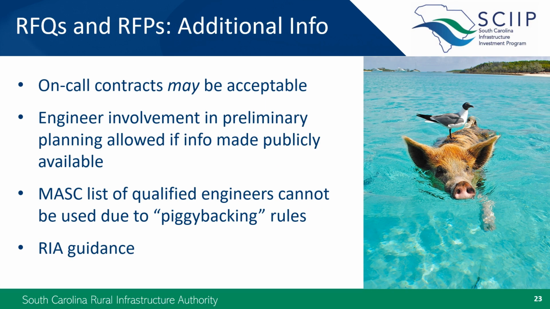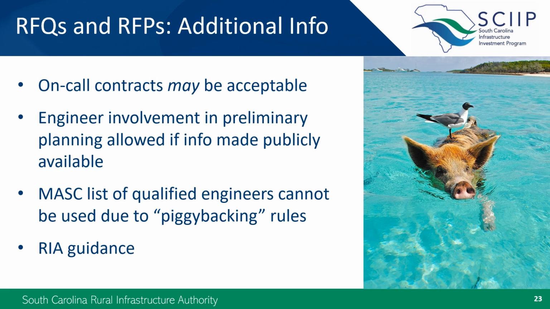As I mentioned earlier, if you already have an on-call contract with an engineering firm that you selected through an RFQ process that meets the requirements I just outlined, you may be able to use that firm for grant-funded work without conducting a separate procurement. However, you should discuss this with your grant manager before proceeding, and you'll be required to submit documentation of how that on-call contract was originally procured, as well as the work order for this specific project.